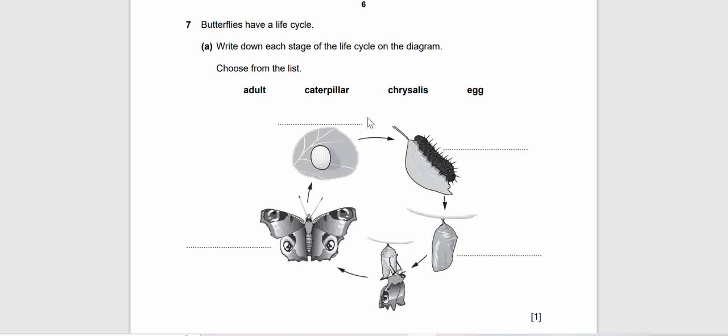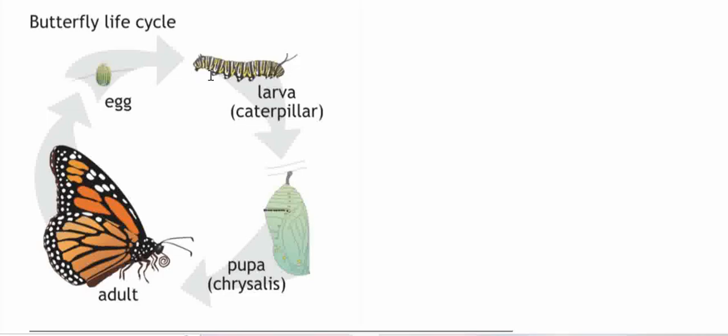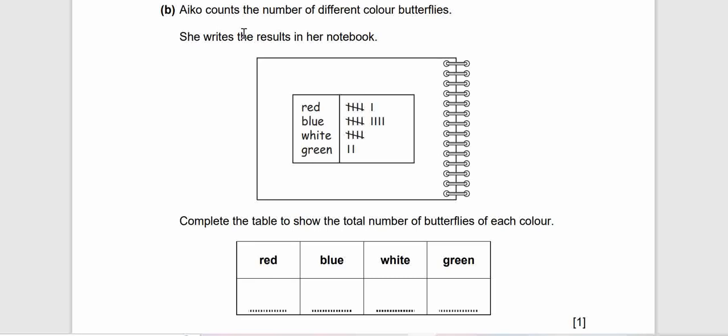Okay guys, let's open up the answer. Alright, so this is the egg, and it grows into a caterpillar, and then the chrysalis, and next it grows into an adult. So here we go, a clearer butterfly life cycle: from egg growing to caterpillar, or the other name is larva, and grows to chrysalis, or the other name is pupa, and it grows to adult. Alright, so from egg, larva, pupa, adult. Okay, we have question B.